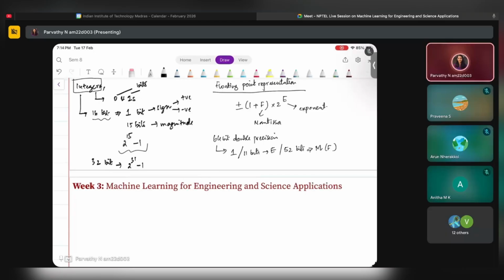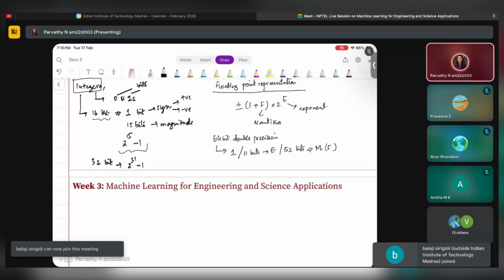So then in the video, sir talks about what is the maximum number you can represent with this representation and what is the minimum number. All these things are discussed. So you can refer to that to understand what is the maximum and what is the minimum number.